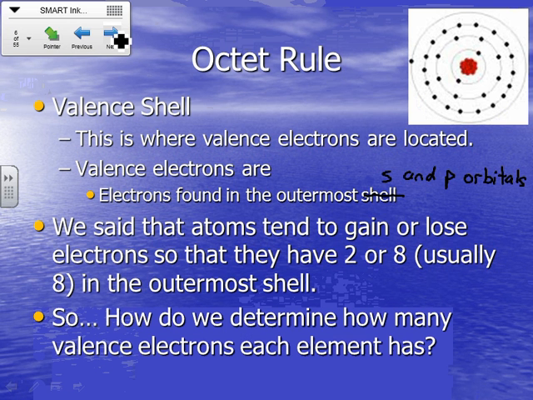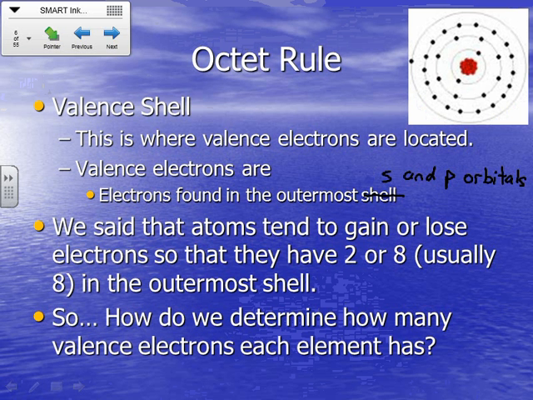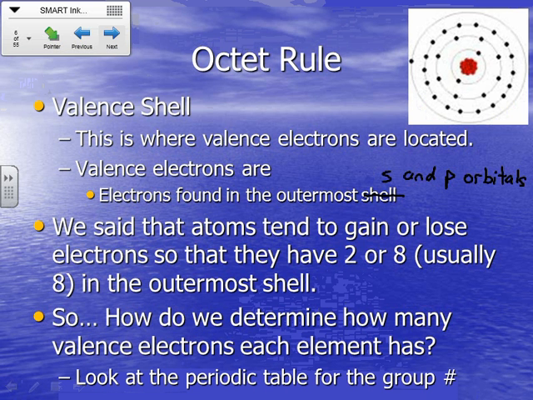So, question is, how do we figure out how many valence electrons each atom has? Do you remember how to do that from Friday? What do you look at to determine the number of valence electrons? Close. Not the atomic number, not the mass number. It's the group number, right? The group or column number. Okay? You remember that? So you look at the periodic table for the group number.